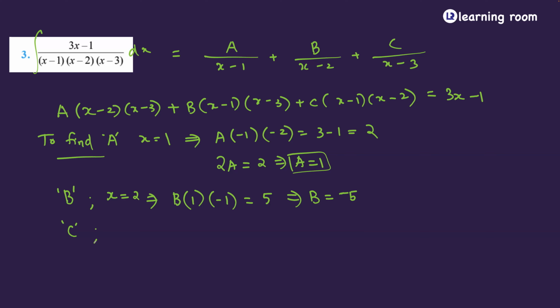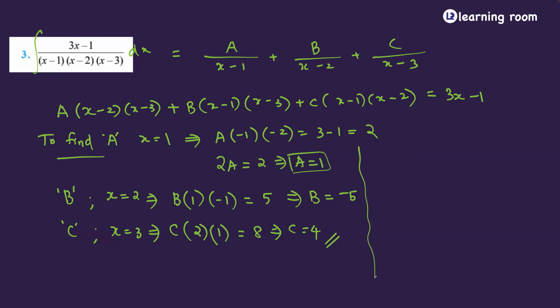So if you want to find the value of c, put x is equal to 3. Put x is equal to 3 implies, so when you put 3 here, this a and b are gone. So what will you be left out with? C multiplied with 3 minus 1 is 2 into 3 minus 2 is 1. So this will be equal to 3 into 3 is 9, 9 minus 1 is, so which implies c is equal to 4. So take the 4 and substitute it. The answer will be 4 log of x minus 3.